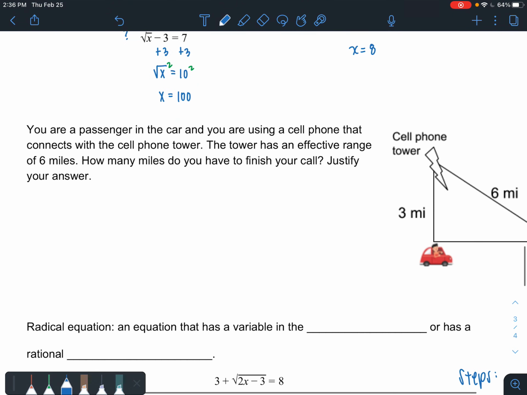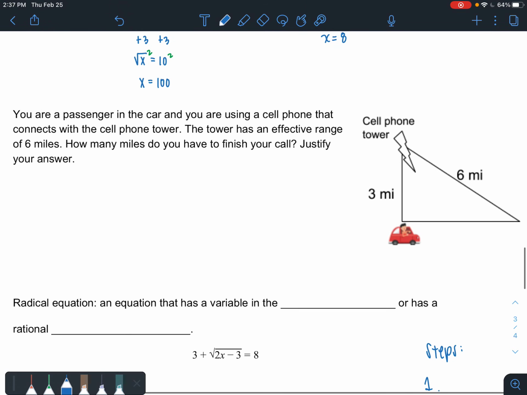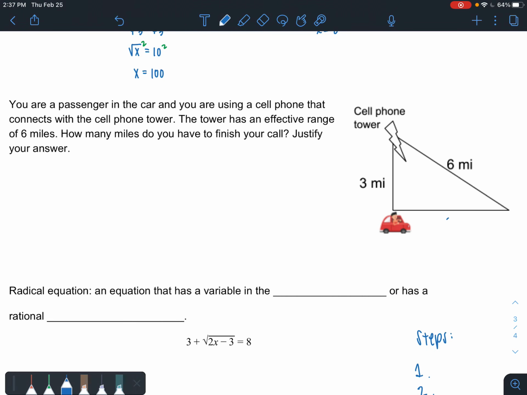Okay, so let's go into this first example here. It says you're a passenger in the car and you're using a cell phone that connects to a cell phone tower. The tower has an effective range of 6 miles. How many miles do you have to finish your call? Justify your answer. Okay, so this side right here is the side we're looking for.